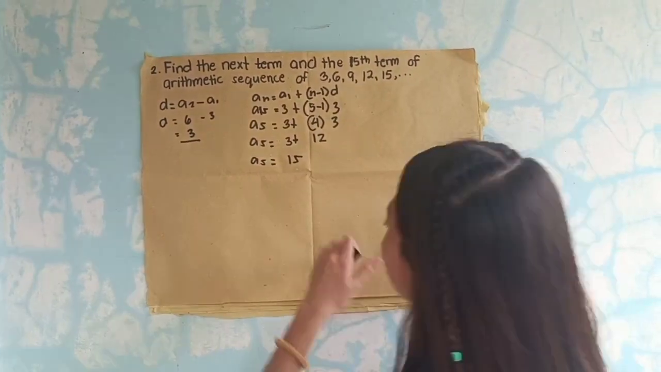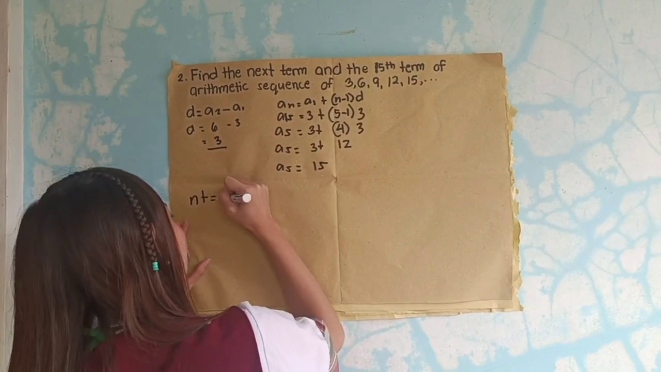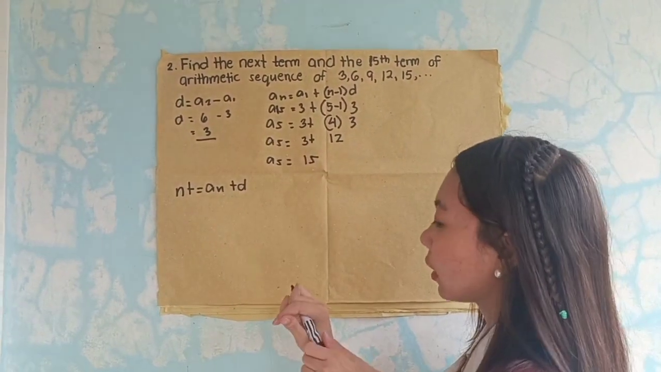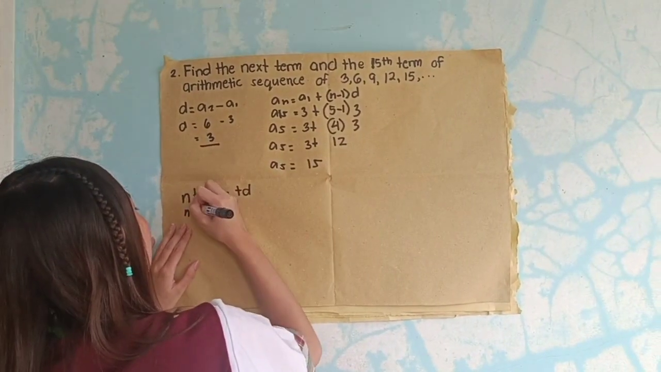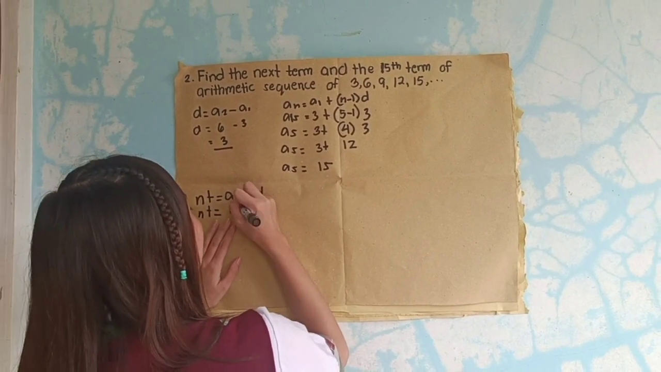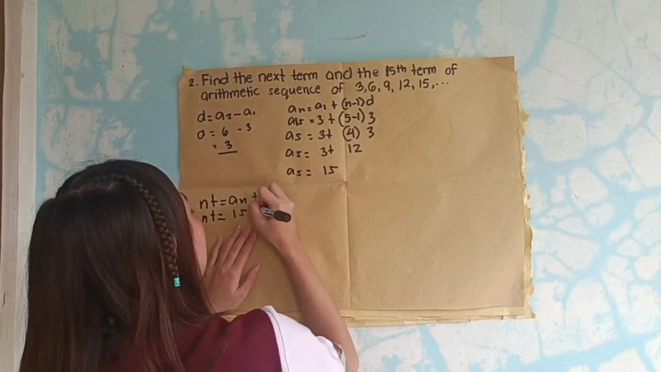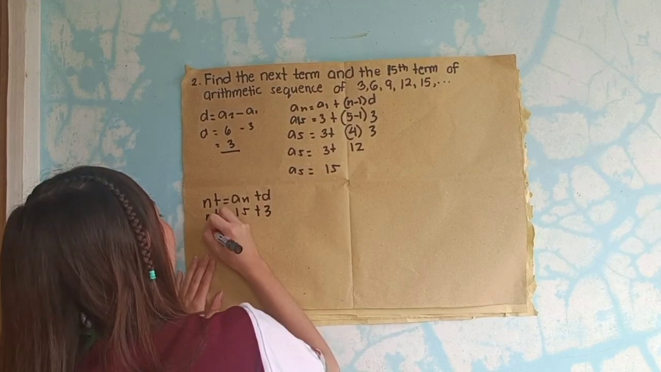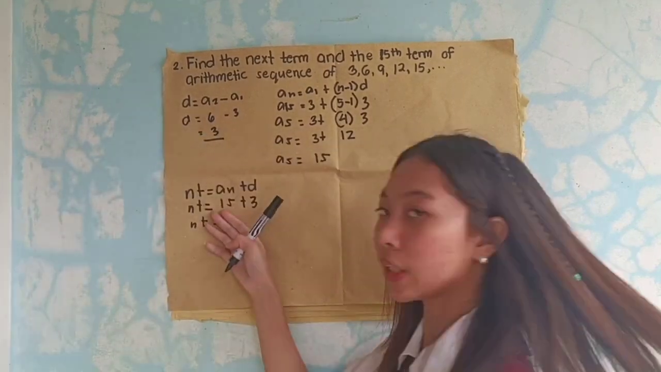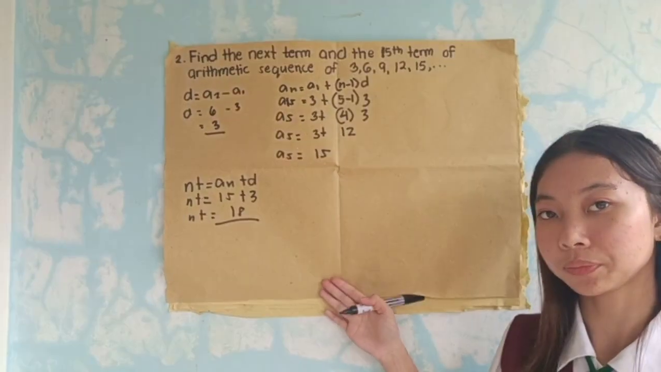So, next is the next term na a sub n plus d. So, here's the general formula. Then, the next term is equals to 15, a sub n, and the common difference, plus 3. And the next term is equals to 15 plus 3 is 18. So, here's our final answer.